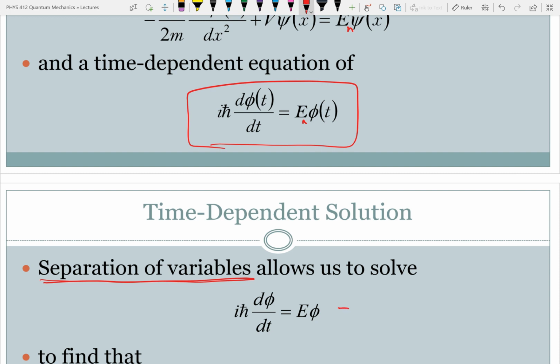So I'm going to divide everything by phi, multiply everything by dt. And so what I'm left with is canceling of the dt's over here, canceling of the phis over here, and it's that's a phi.